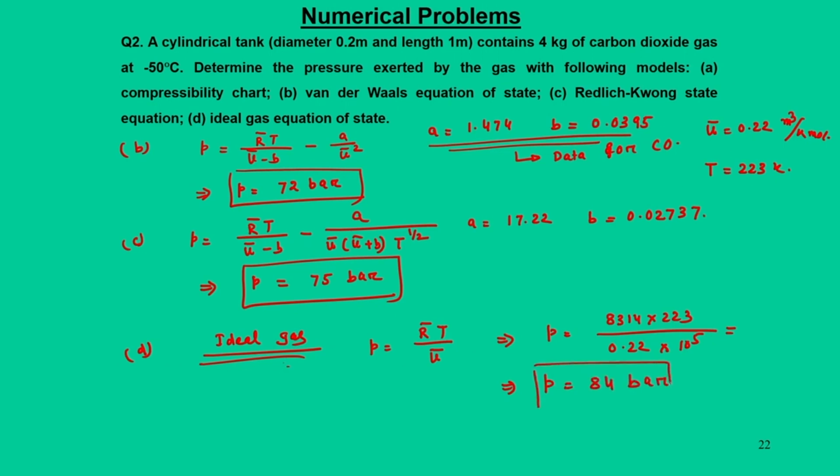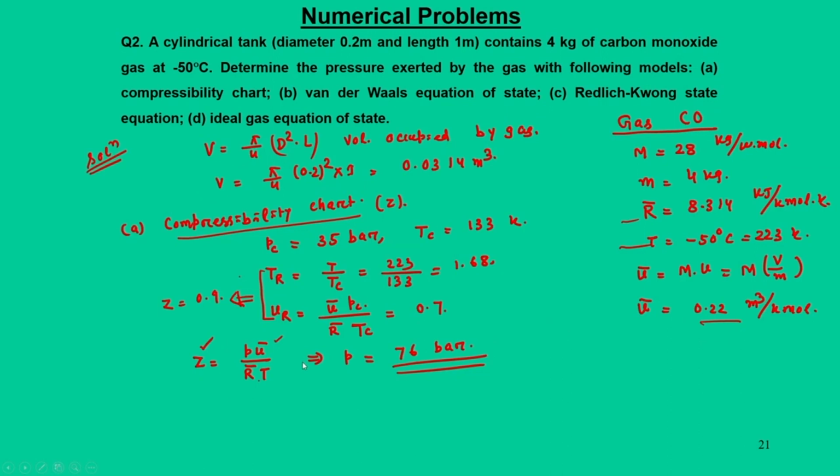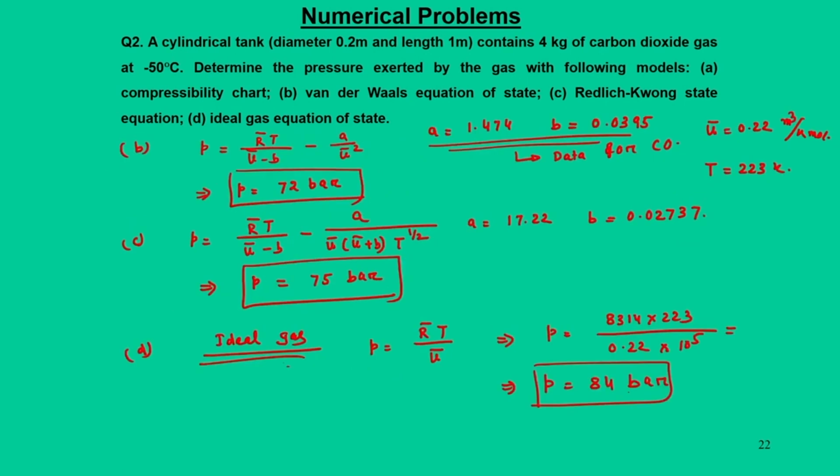So, it is clear that the ideal gas model always gives the higher pressure, and closer to the ideal gas model is the Redlich-Kwong model, and a real gas model through the van der Waals equation gives us 72 bar, and of course the compressibility chart data gives 76 bar, which is closer to the van der Waals equation. Okay, this is how we can see the relative accuracy of predictions while using the real gas concepts.